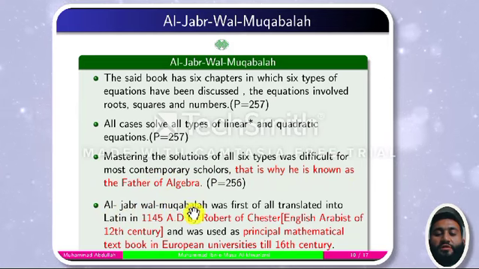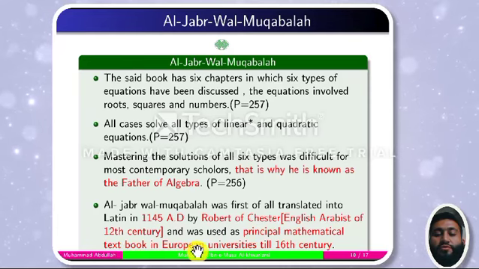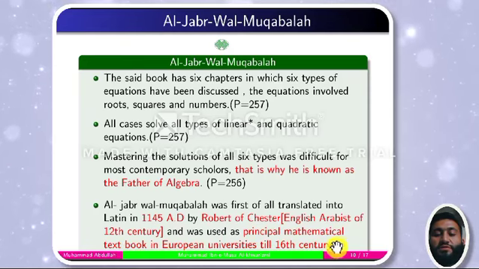Al-Jabr wal-Muqabla was first of all translated into Latin in 1145 AD by Robert of Chester, an English Arabist of the 12th century, and was used as a principal mathematical textbook in European universities till the 16th century.